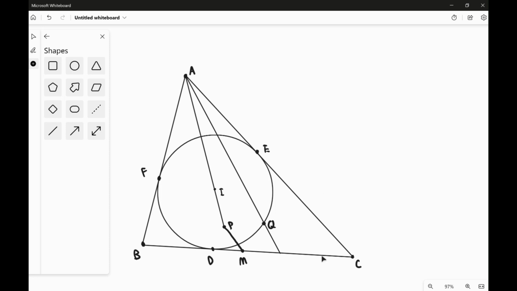Hello everyone, and in this video we're going to be solving a problem from the USA team selection test from December. And it was written by Evan Chen himself, which is really interesting. But anyway, here's the problem.